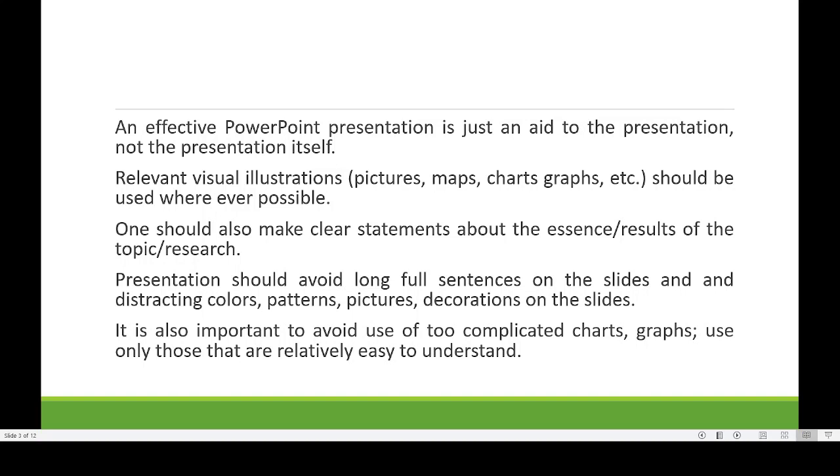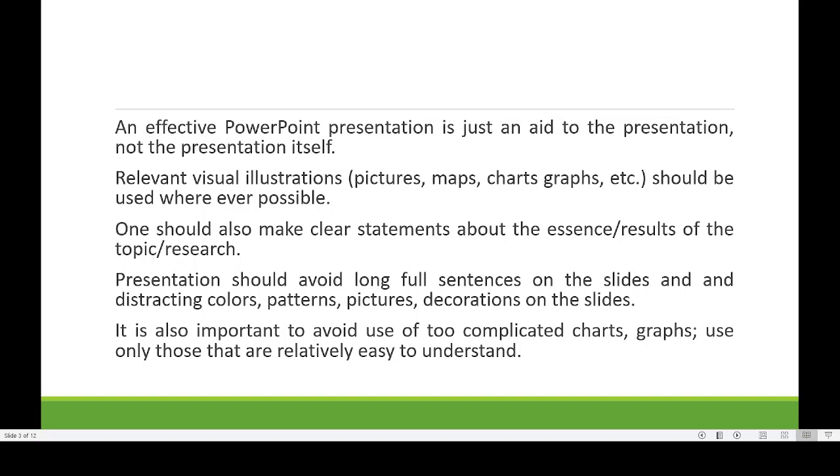One should also make a clear statement about the essence of the result of your problem. That is, when you are making a presentation, it should clearly mention what your major results are. Without explaining your major result, you are giving a vague idea, and then it won't be appropriate.